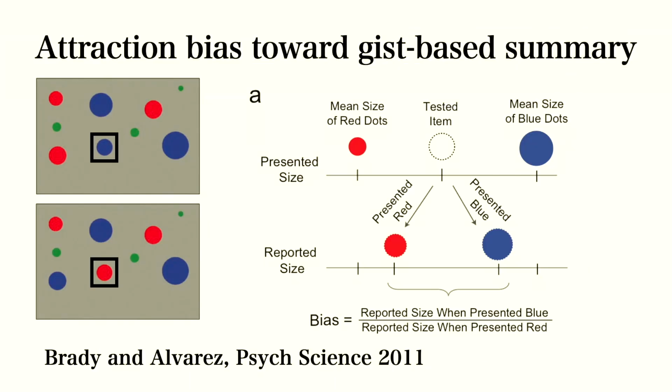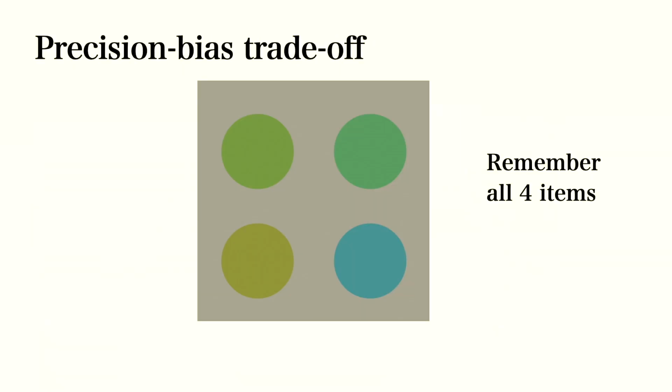So in order to compress objects together, attraction bias toward the gist, or representative, of that group is introduced into the memory. For example, if we look at the circle located in the black square here, when participants were asked to report the size of this circle, it is memorized as bigger than the real size when it is grouped with the big blue circle, and smaller than the real size when it is grouped with the red small circle.